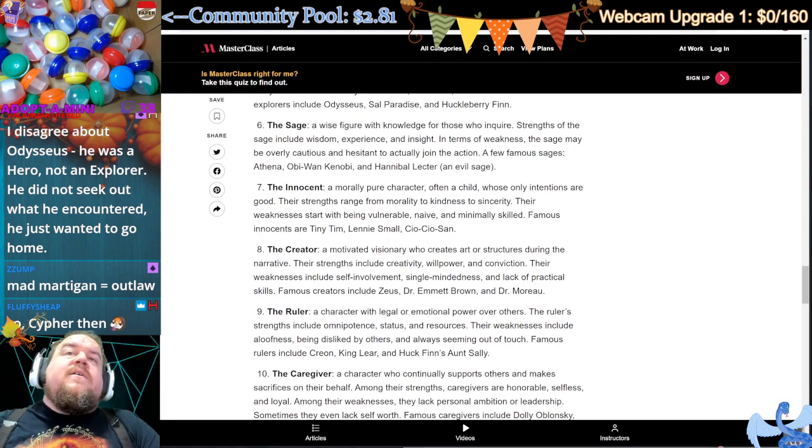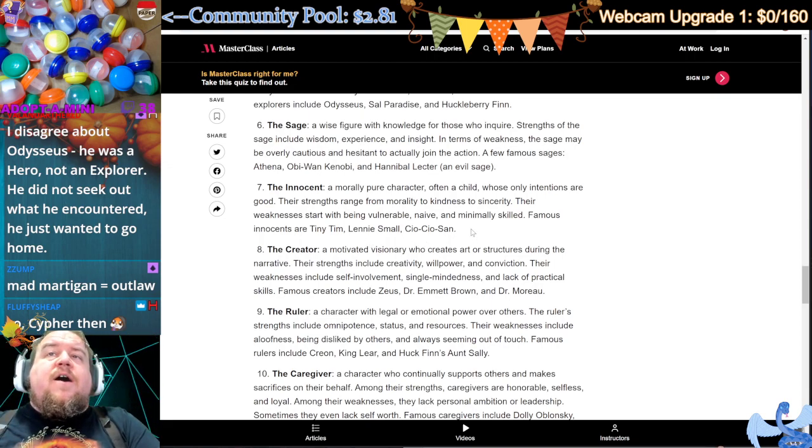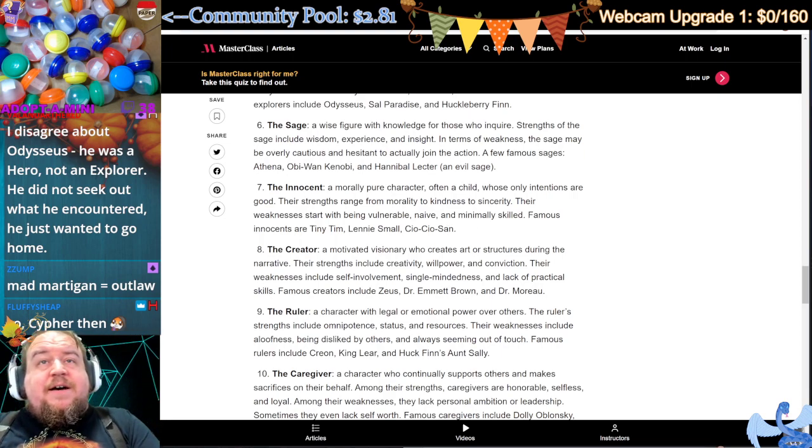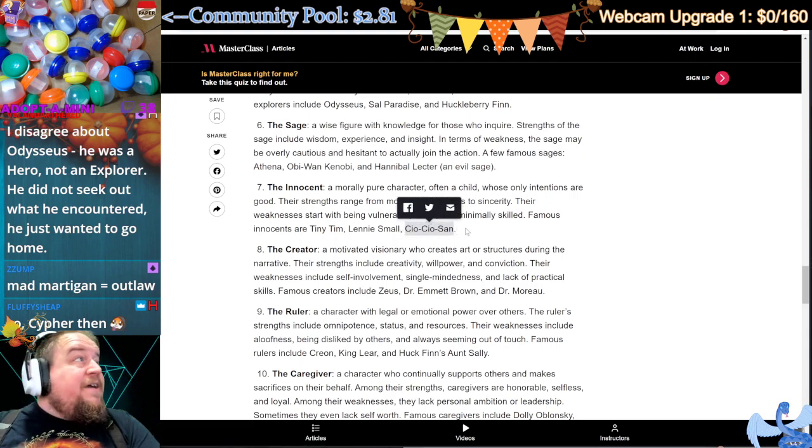The Innocent, a morally pure character, often a child, whose only intentions are good. Their strengths range from morality to kindness to sincerity. Their weaknesses start with being vulnerable, naive, and minimally skilled. Famous innocents are Tiny Tim, Lenny Small, and, oh geez, if that was Italian, that would be Chow Chow San.